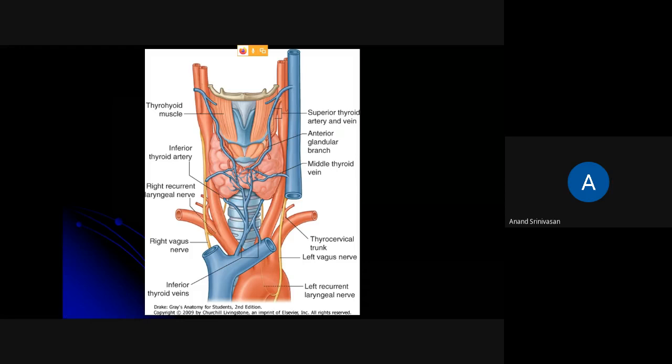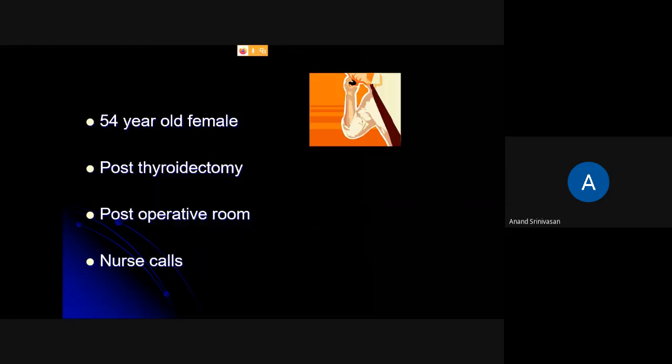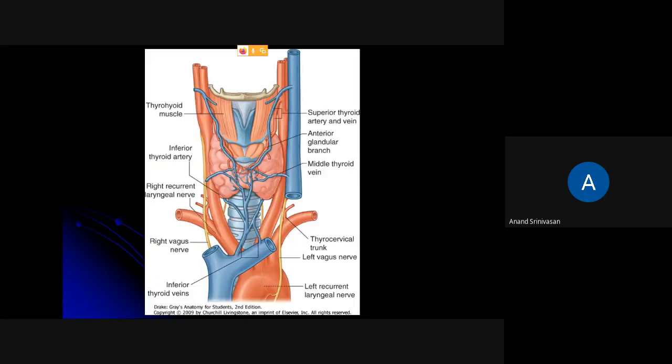So this is with regard to the blood supply of the thyroid gland. Definitely at least two questions will come from this part, so please go through the blood supply of the thyroid gland. All right, any doubts until now?